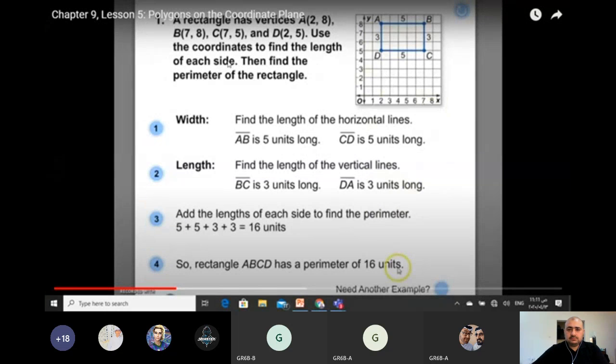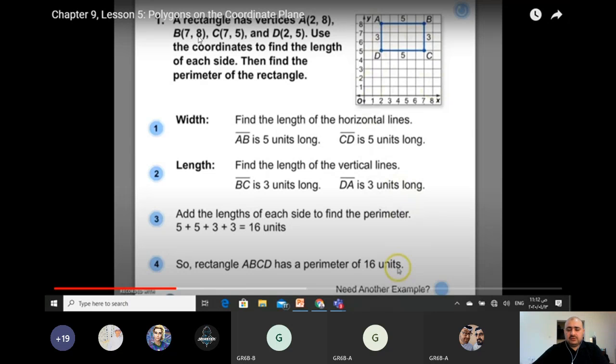See here, we have the first point A, 2, 8. 2 in the x-axis, 8 in the y-axis. So when you want to represent this point, go to the x-axis, determine 2. Then go up 8 units. 1, 2, 3, 4, 5, 6, 7, 8. So this is the point A. The next point we have is B, 7, 8.